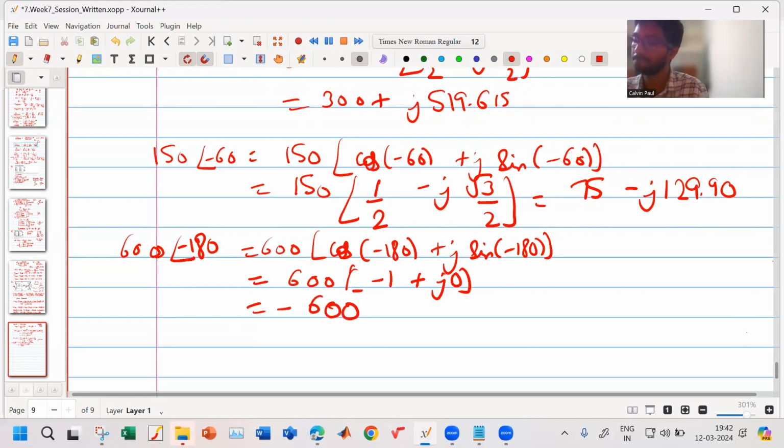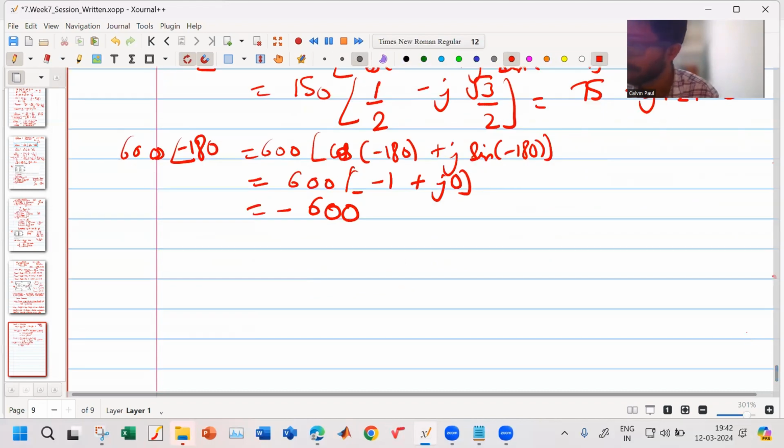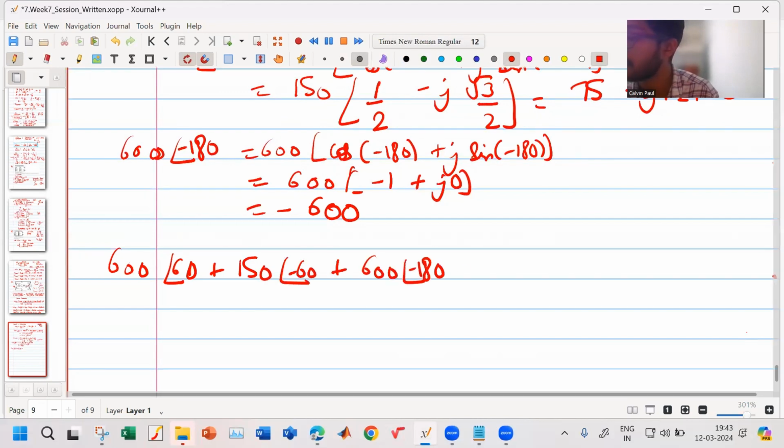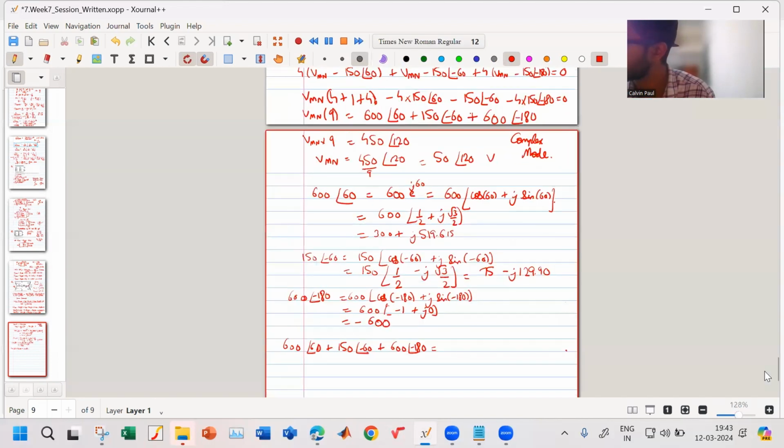Is this clear? Yes, sir. So then you add it. You add 600 angle 60 plus 150 angle minus 60 plus 600 angle minus 180. If you add it, what do you get? Let me zoom out for you guys. What is 300 plus 75 minus 600? So you add the real part. Minus 225.